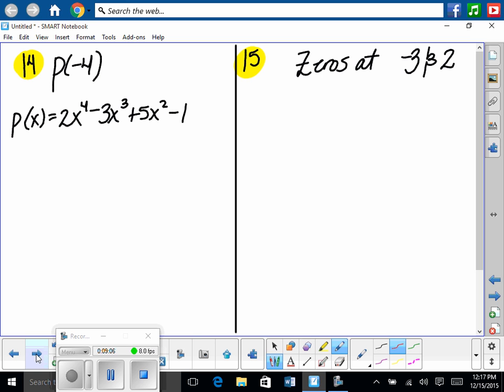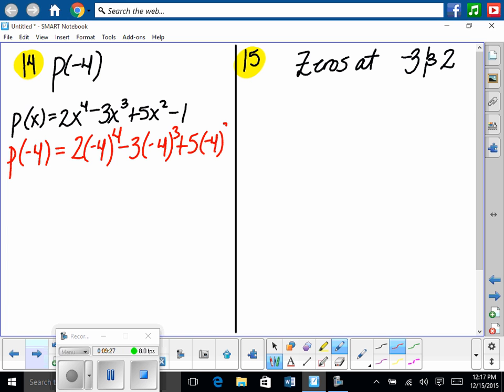On number 14, it says, what is p of negative 4, given that this is our function? So we can do this a couple different ways. It wants to know what's our remainder. So we can just simply plug in negative 4 wherever there's an x. So we'll have p of negative 4 is equal to 2 times negative 4 to the 4th minus 3 times negative 4 cubed plus 5 times negative 4 squared minus 1. Calculate that in your calculator and you get 783. You've got to use parentheses.